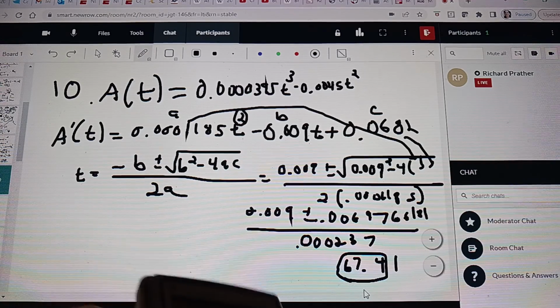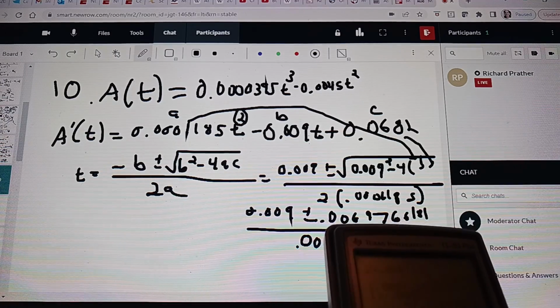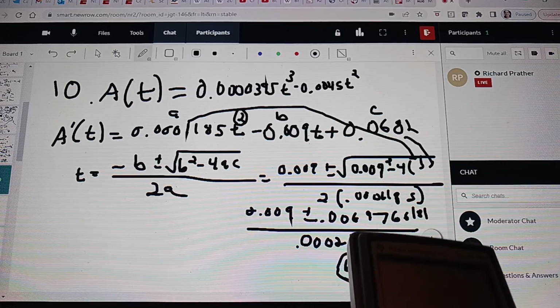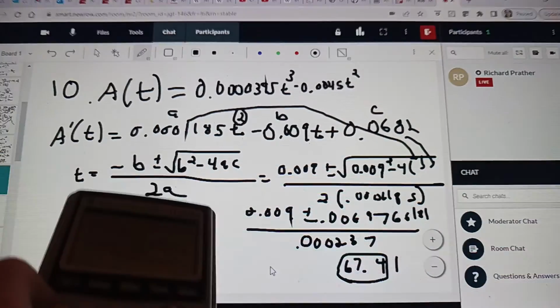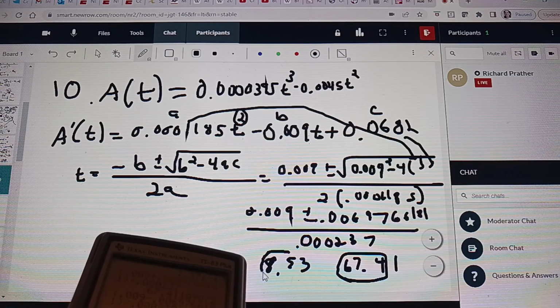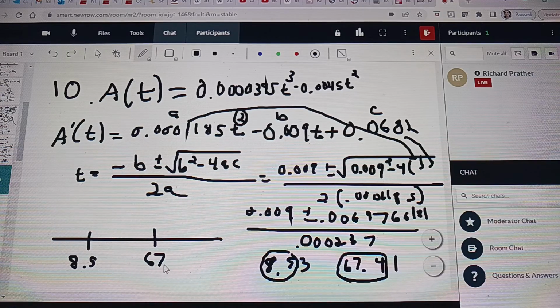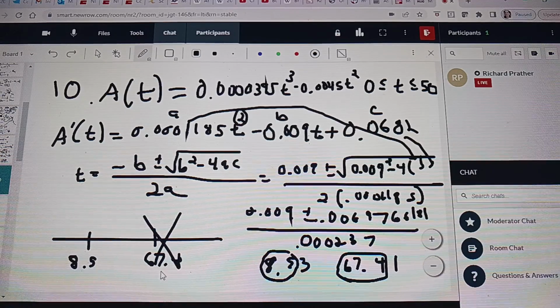Here's where decimals are okay because the original problem's in very messy decimals. And then if I redo this with a minus, then I'm getting 8.53. So we'll say 8.5. So there's my two critical numbers, 8.5 and 67.4. So one thing that helps is, remember, there was a limited domain between 0 and 50. 67's past that, so it doesn't matter.